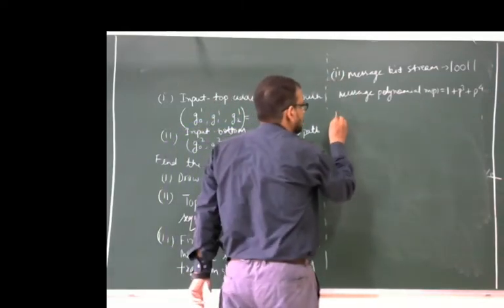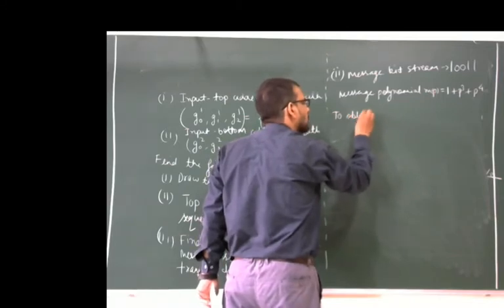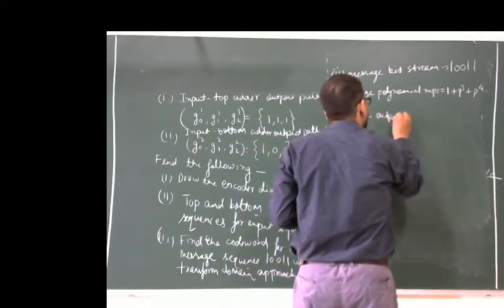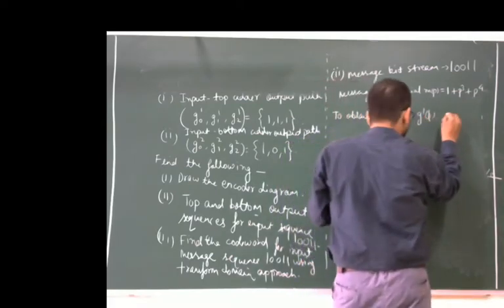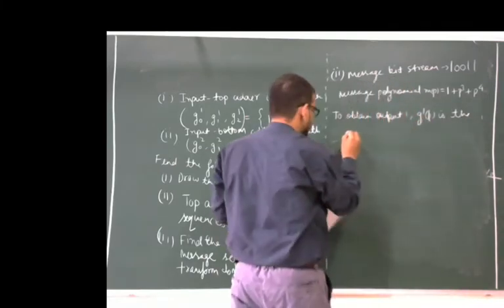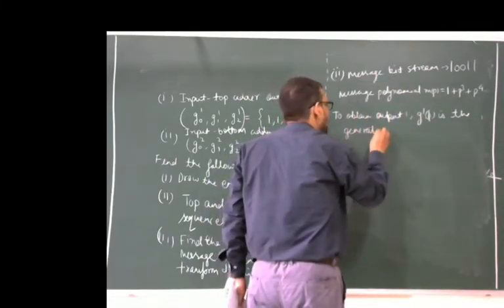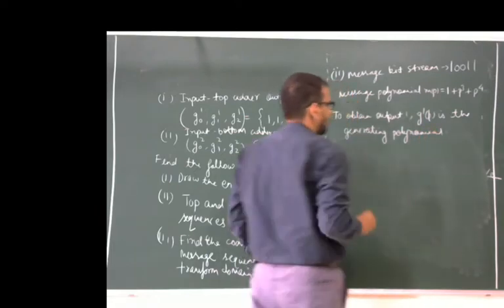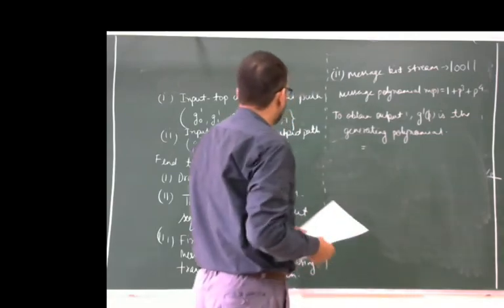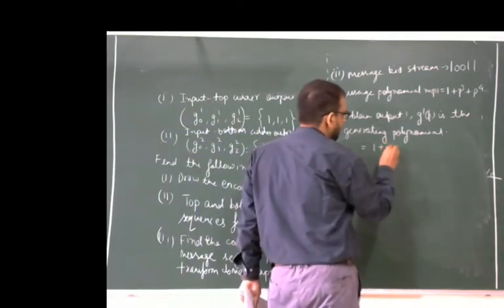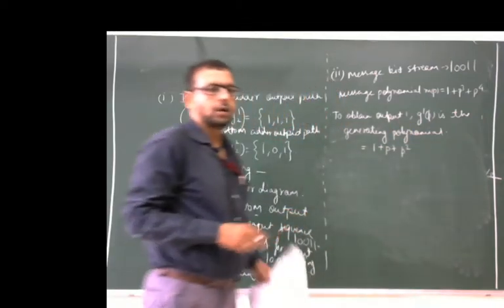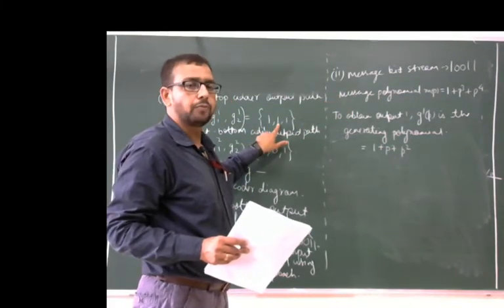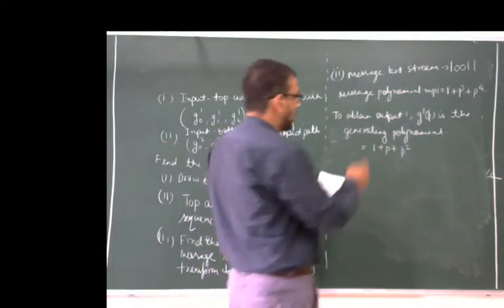and after that to obtain output 1, G1P is the generating polynomial and is equal to, according to this sequence, its value will be 1 plus p square. We wrote it like this: 1 into p to the power 0 plus 1 into p to the power 1 plus 1 into p to the power 2. This is your polynomial to obtain the sequence 1.